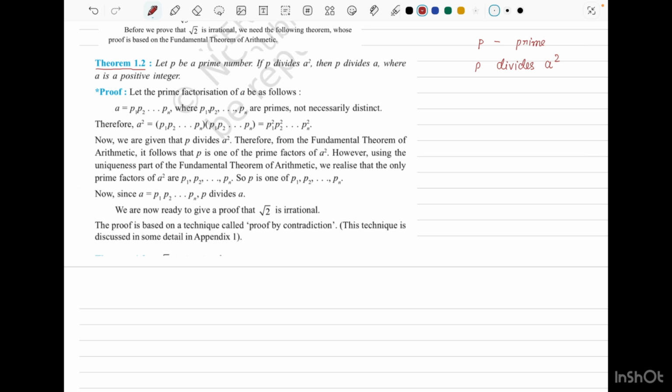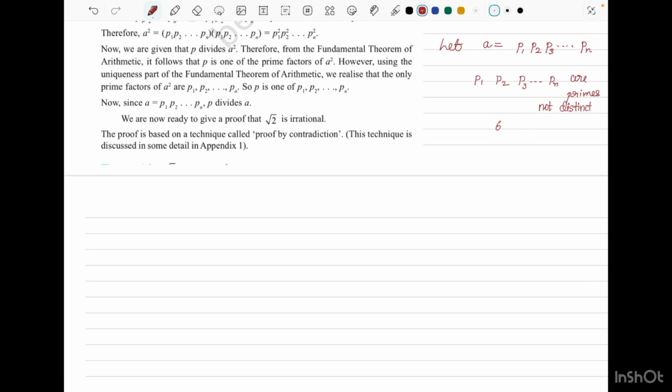So given p divides a square, where a is a positive integer, that is, a is an integer and it is also a positive number, let a is equal to p1, p2, p3, etc. pn. Here the p1, p2, p3, etc. pn are the prime factors of a. There is a condition that these factors need not be distinct, like 16 is 2 into 2 into 2 into 2. The factors are 2 only, they are not distinct.